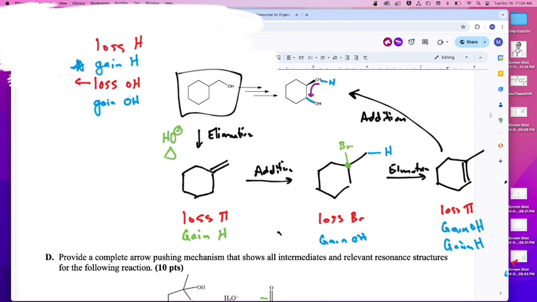Okay? So the memorization of, oh, I need a base to do an elimination, is not true. You do need to remove a hydrogen, absolutely. And bases can help with that, but we have to be aware that there are other hydrogens that could be removed. Okay? So, what do you want to fix?